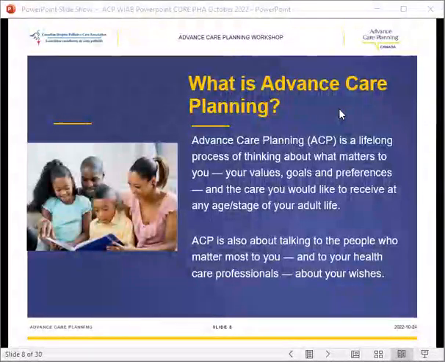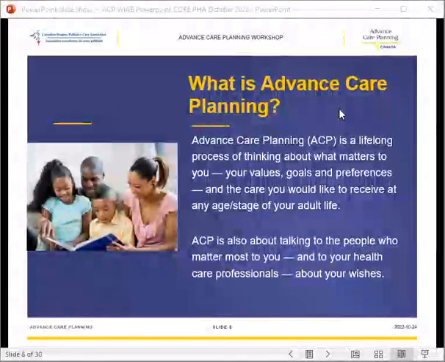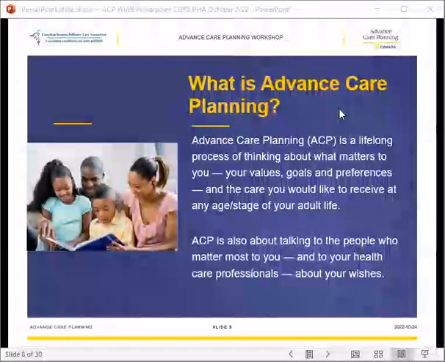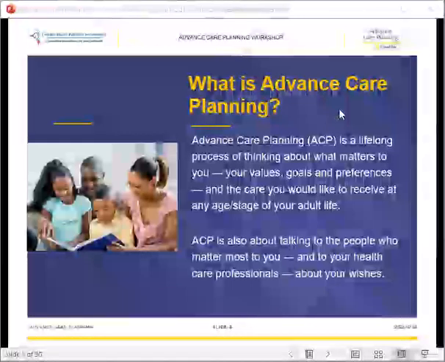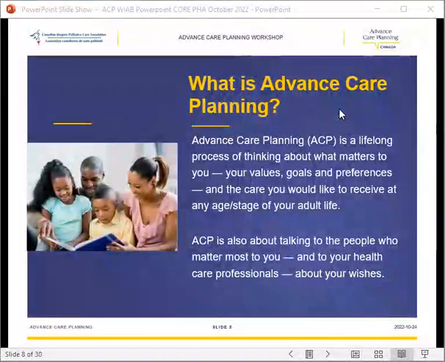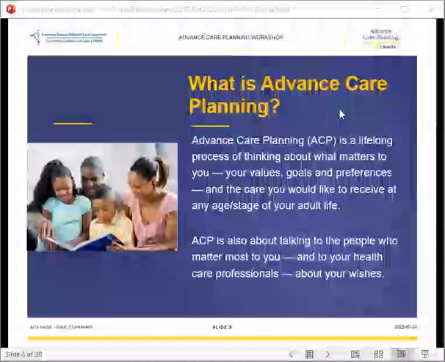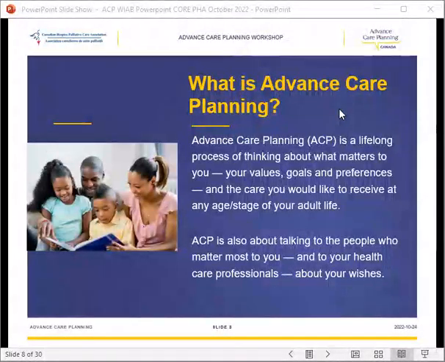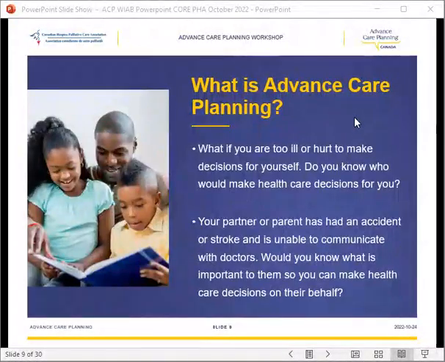So it's really about talking to the people who matter most to you, the people in your life: your spouse, your children, your parents, your grandparents. Also include in that the conversations with your healthcare providers, so they have a good sense of the wishes that you may have for care and how to really work with your substitute decision makers in order to ensure that your wishes are followed.